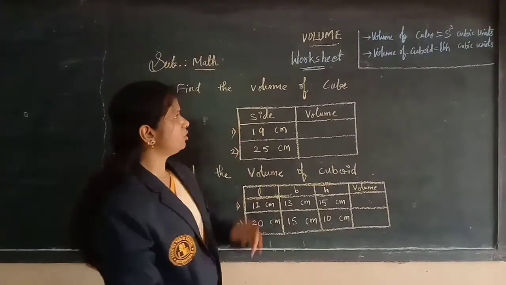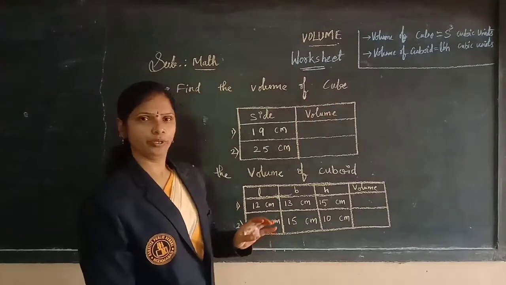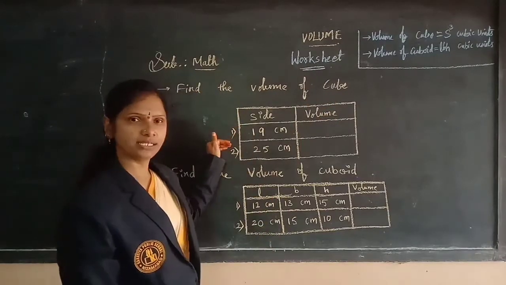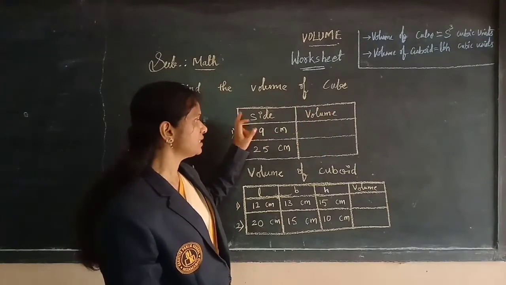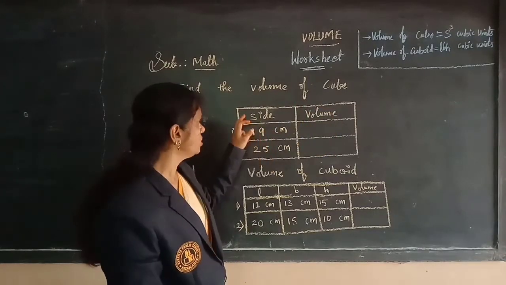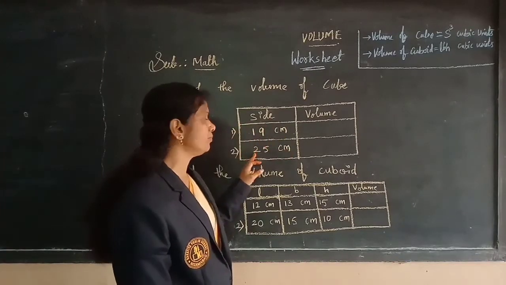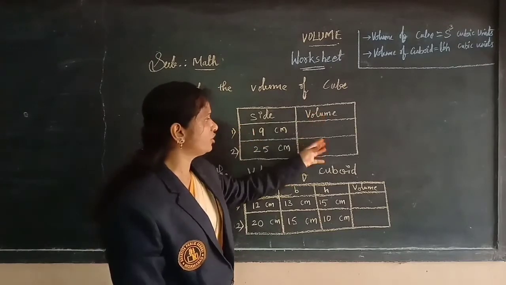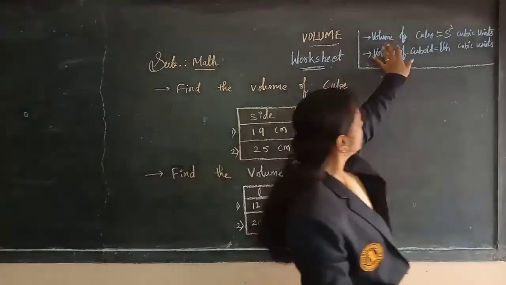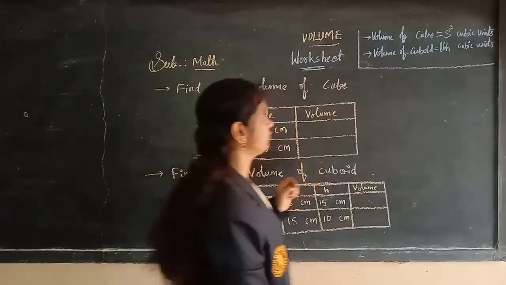Yes, children, have a look at this worksheet. Find the volume of the cube. Here I gave two as homework. You need to find the volume, and only the side is given, which means its shape is a cube, children. The first problem is 19 centimeters and the second problem is 25 centimeters. These two are cubes only. So you need to find the volume of the cube. Its formula is volume of the cube S cubed cubic units. You need to use that formula, children.